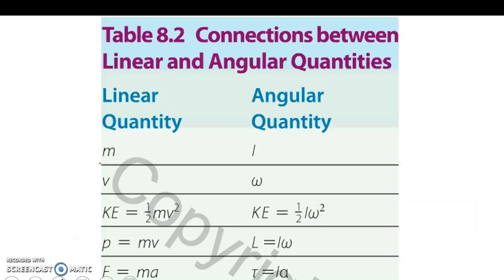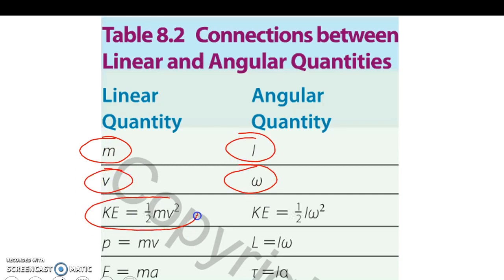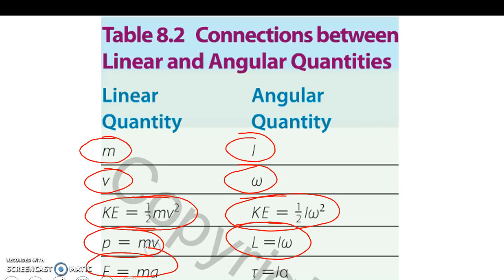This last table kind of shows connections between linear and angular quantities. Mass, moment of inertia. Velocity, angular velocity. Kinetic energy, rotational kinetic energy. Momentum, angular momentum. F equals ma, and we're going to get to this one next, is torque. Okay, so force and torque go together. Moment of inertia times its angular acceleration. But all of these work together. And on the next video, I'll give an example of a problem where you'll see this happening.